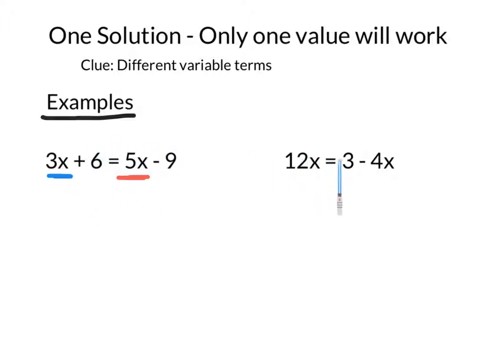Looking at this sample over here, we've got on the left side a 12x, and on the right side a minus 4x. Again, because these two x terms, these variable terms, are different on the left side and the right side of the equal sign, this is one solution as well.